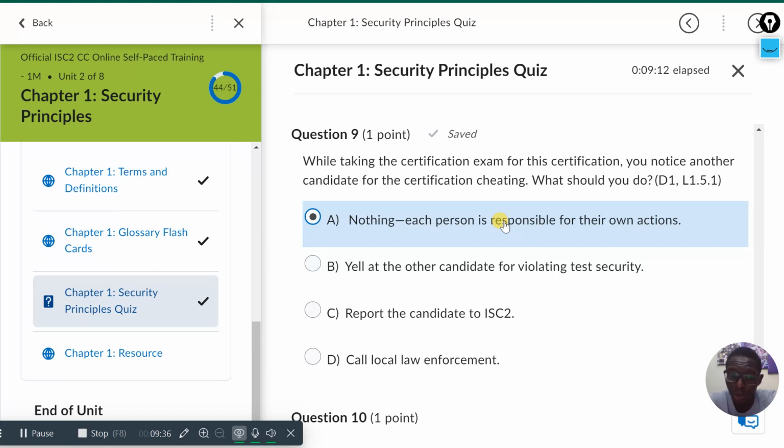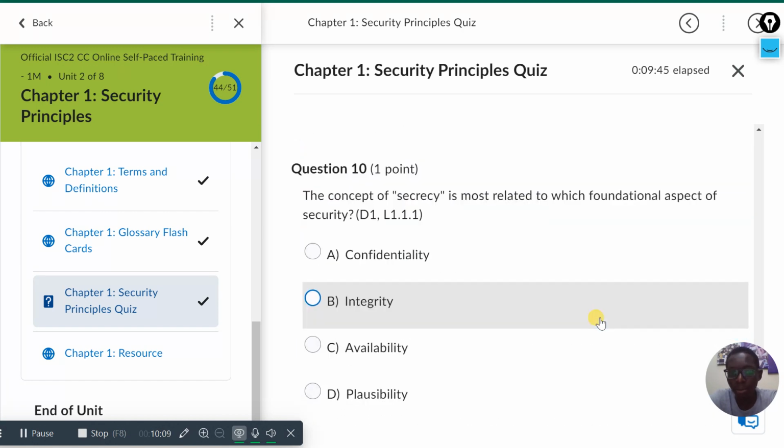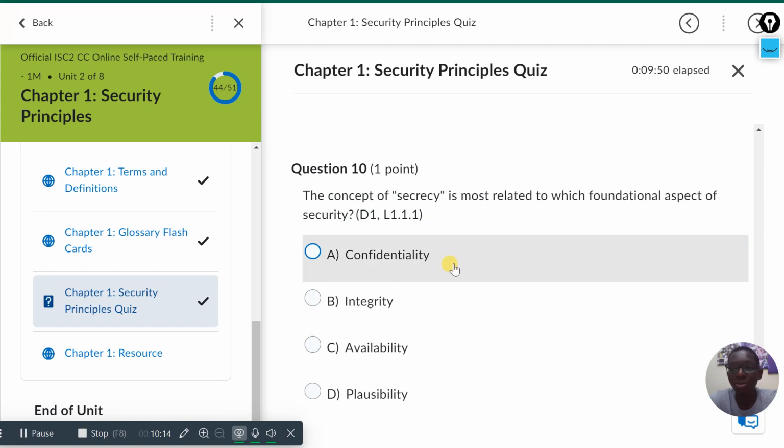But as tempting as that is to pick, this person is writing an ISC2 certification and is also a member of ISC2. So you don't yell at the person, you'll probably be chased out. The next thing to do is possibly to report the candidate to ISC2. You can report a fellow candidate to ISC2. I'm not saying you should, I'm not saying you should not, but it's what you should do. And the next one is about secrecy. Anywhere you see secrecy, of course, you know it's confidentiality.